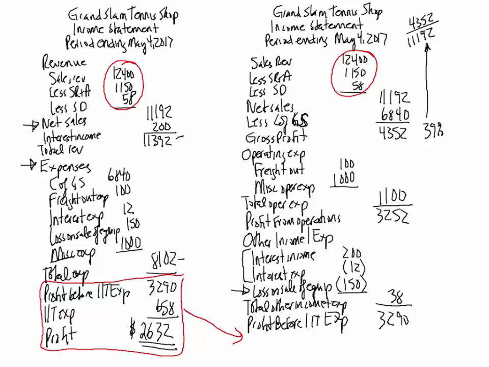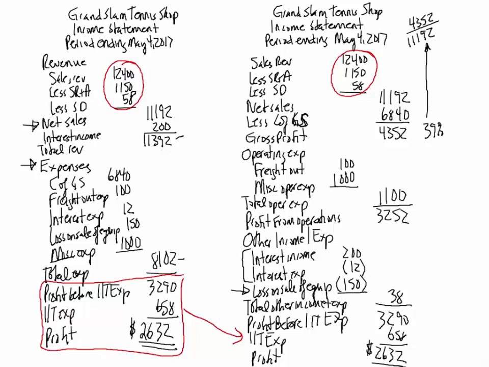I'm going to do the income tax expense, which is exactly the same, 658, and then I'm going to do the profit, which is 2632. So notice something that's really, really important. The bottom number is the same. There's no difference. None at all. In the end, the profit is the same between these two statements.